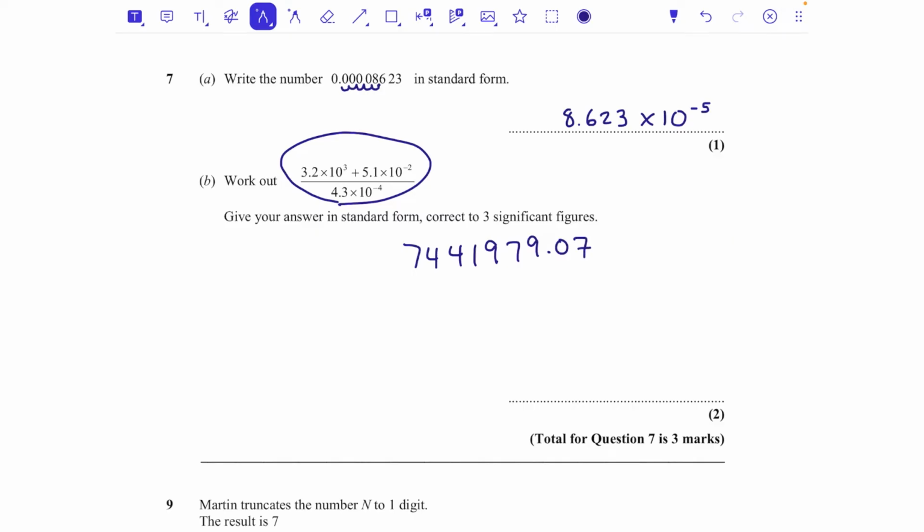7441979.07, but they want the answer in standard form correct to 3 significant figures. Now 3 significant figures would be the 7, the 4, the 4. Checking the next number, a 1 rounds down. So we're going to round this to 7,440,000. And that, in standard form, would be 7.44 times 10 to the power of 1, 2, 3, 4, 5, 6. Always with the millions, it's going to be 6. So that's 7,440,000, so 7.44 times 10 to the power of 6. Standard form is the topic there.